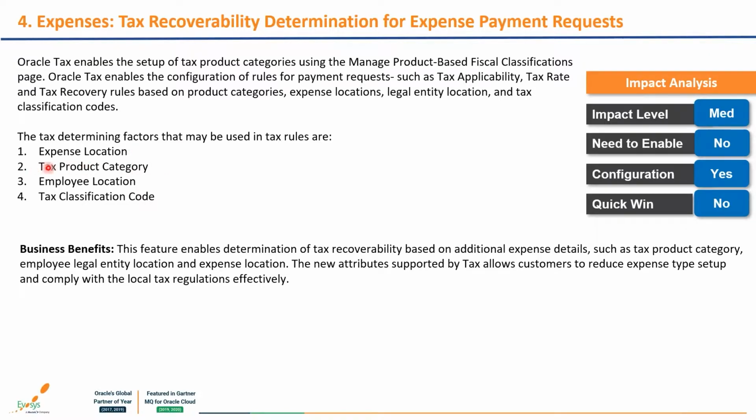The next is tax product category. Based on the nature of the item or services that we have procured, it can be subject to tax recovery. Certain items will be and certain items will not be. And the last one is employee location. Based on the location where the employee is situated, the tax on the expense report may or may not be subject to tax recovery. So these are the three new factors that Oracle has introduced. We can associate them with expense type, and accordingly determine the tax recoverability of an expense payment request. Tax classification code was already there.